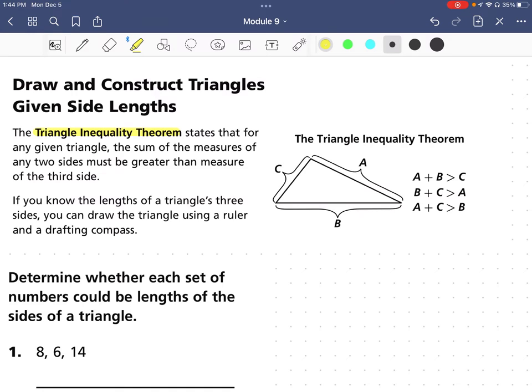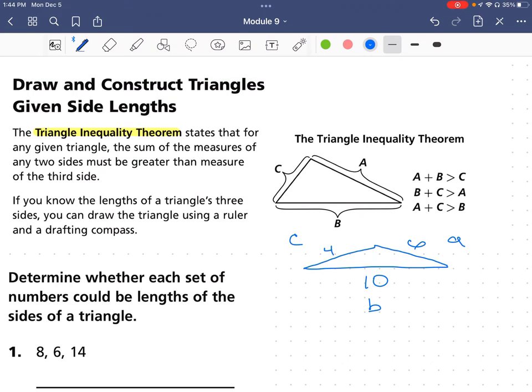The reason for that, if you think about it, is that we have two side lengths. Say we have B here, and B equals 10. And say A, coming up here, is 6. And C over here is 4. Would that make sense? Would that follow our triangle inequality theorem?